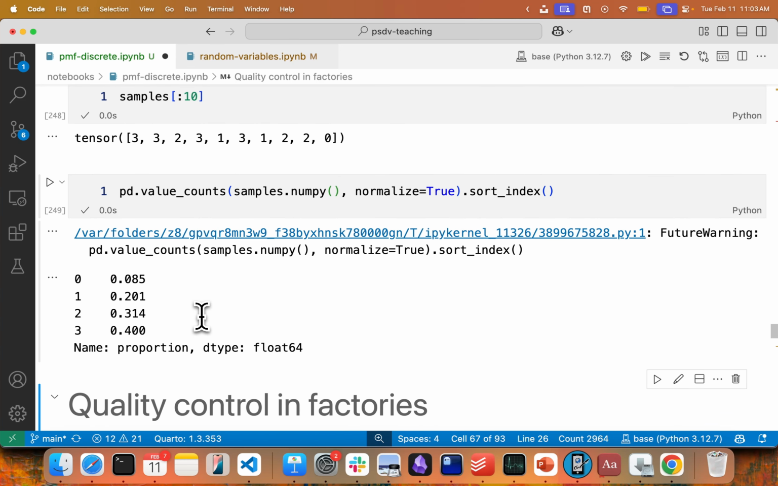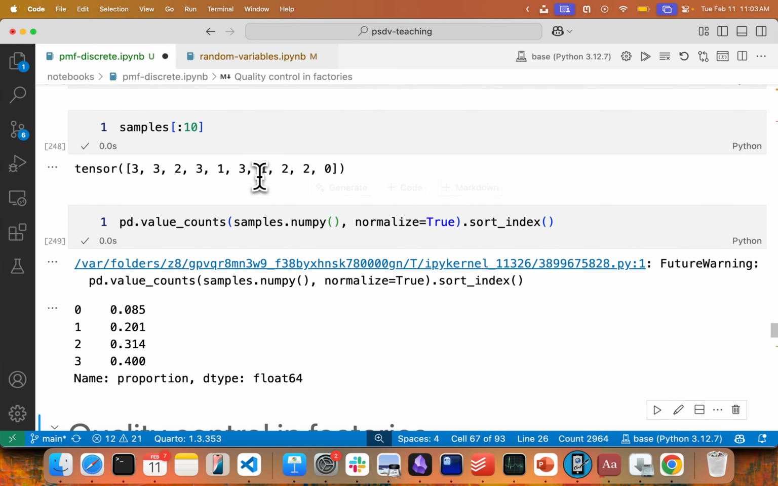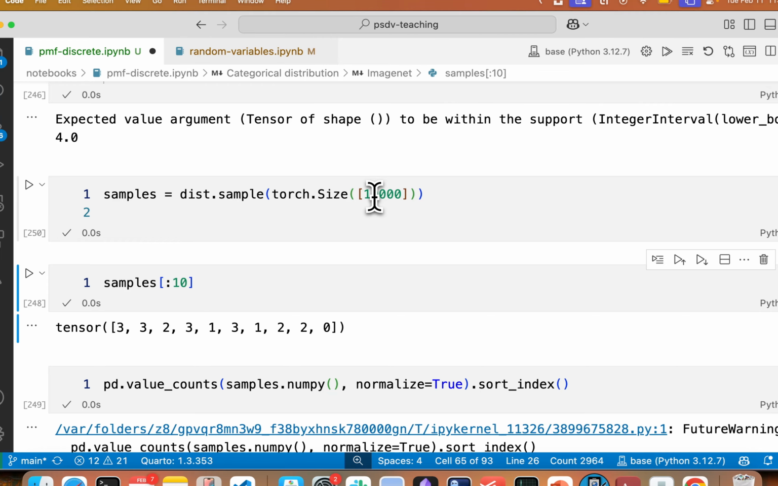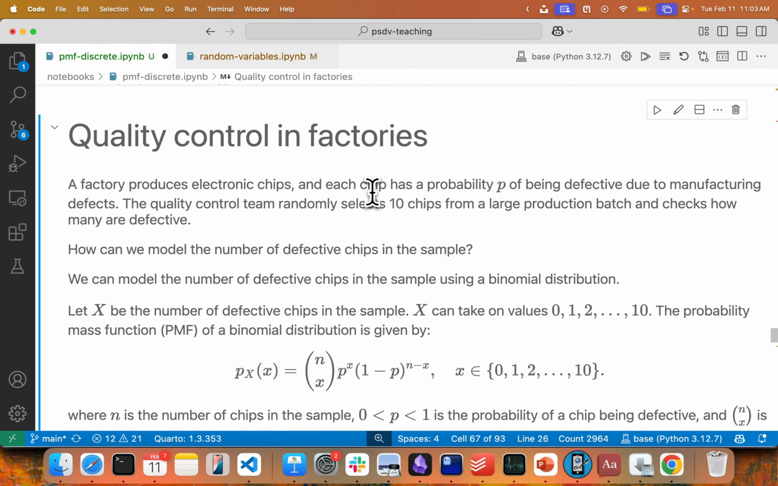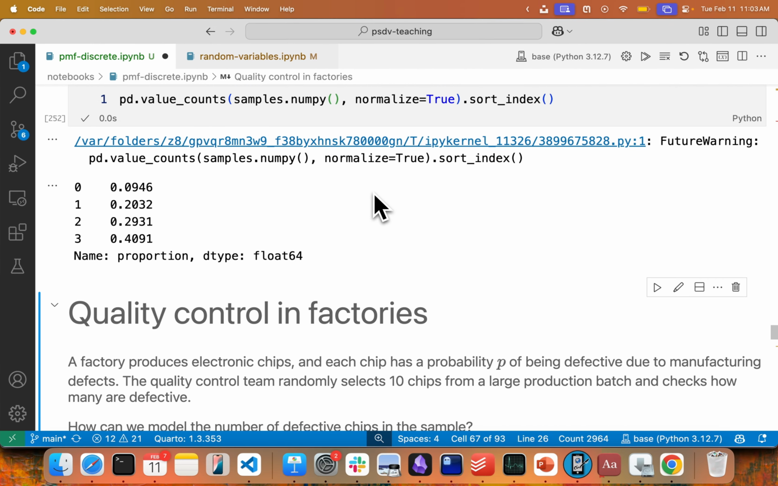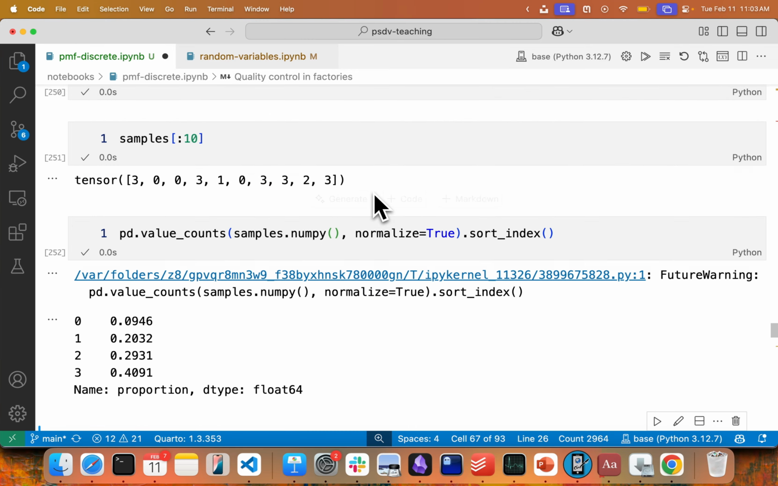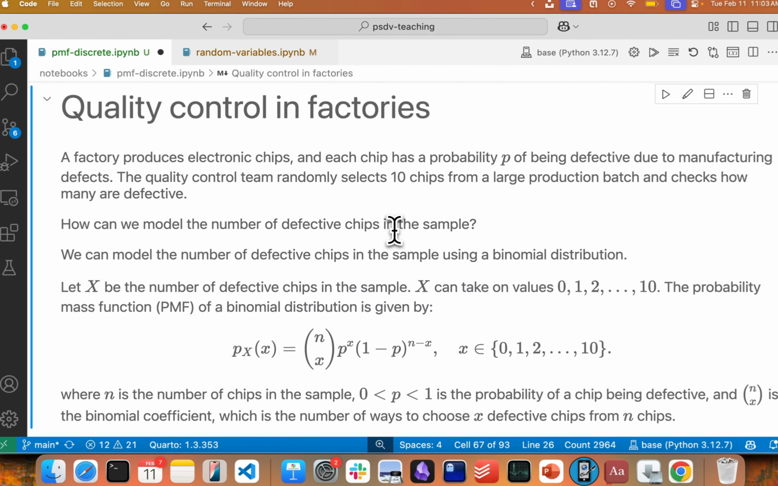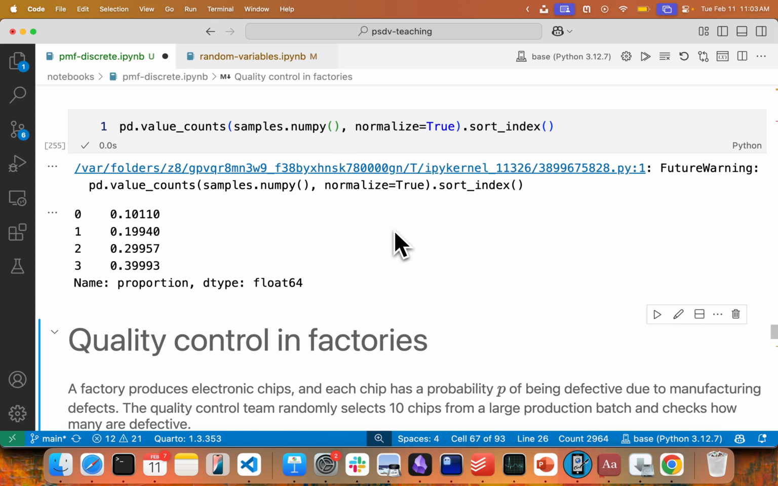Again, is this exactly matching the PMF? No. Is it very close to the PMF? Yes. If instead of 1,000 examples, I had 10,000 examples, can you now see that these numbers are much closer? If instead of 10,000, I had 1,00,000, can you see that they're even closer?